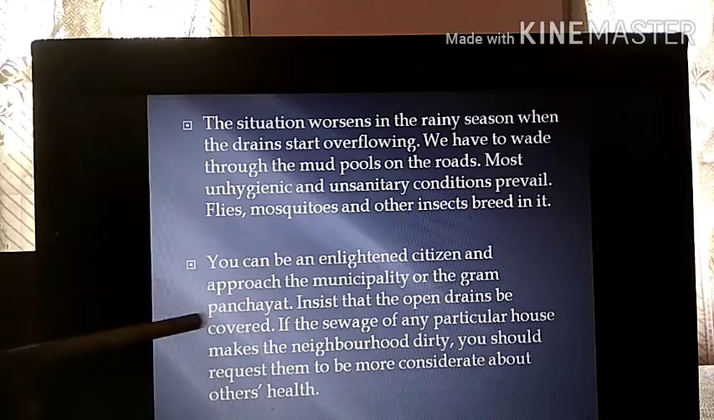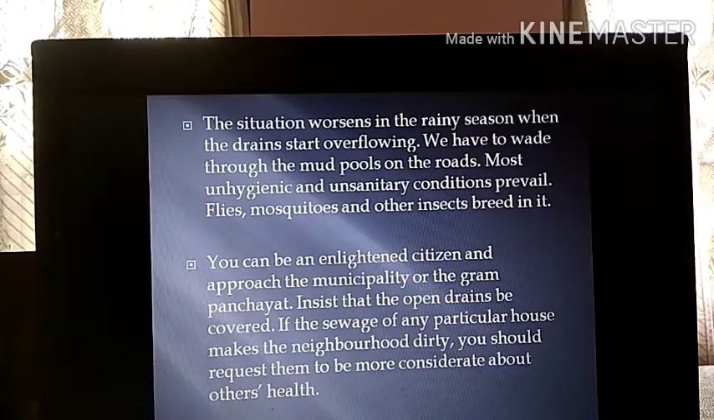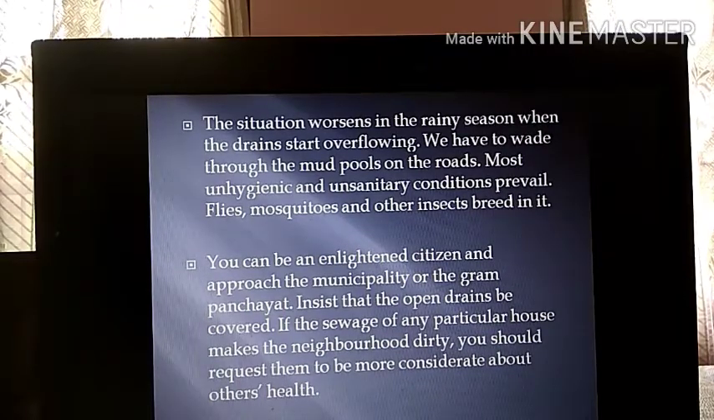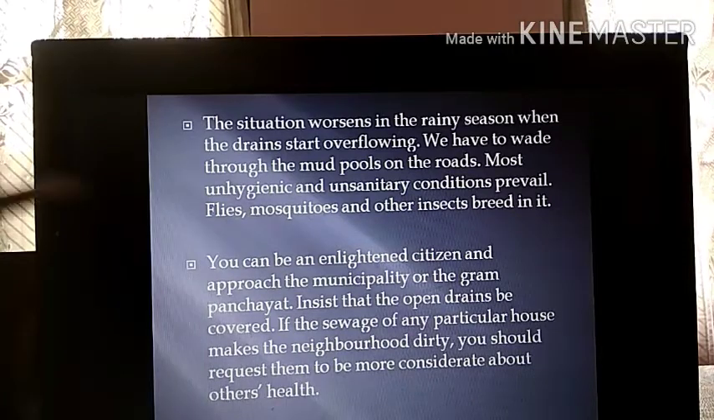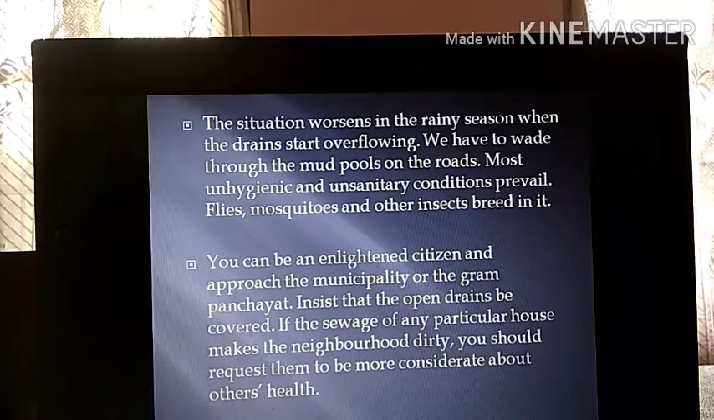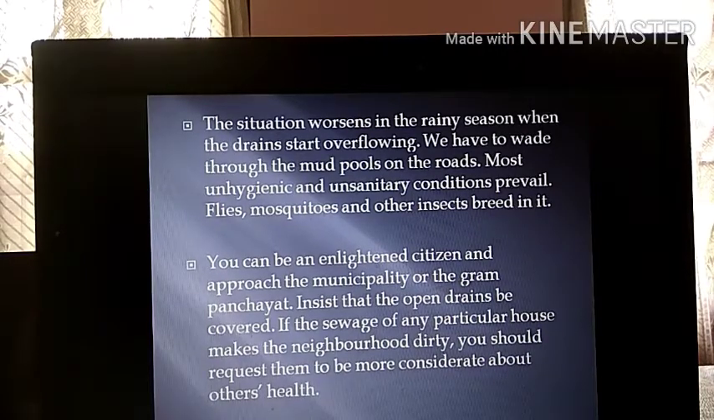You can be an enlightened citizen and approach the municipality or the Gram Panchayat. If you are in the city, you should approach the municipality. If you are in a village, you should approach the Gram Panchayat. Insist that the open drains should be covered. No drain should be left open. If you leave a drain open and you smell all those things, then those dirty molecules will go inside your body and you will be harmed. You might have fever, or any other diseases.